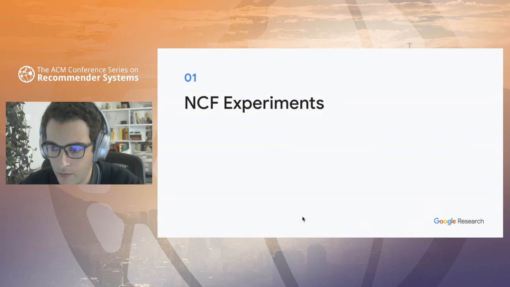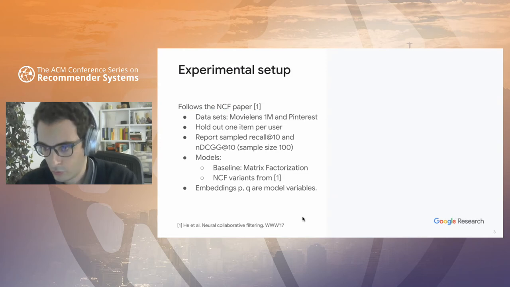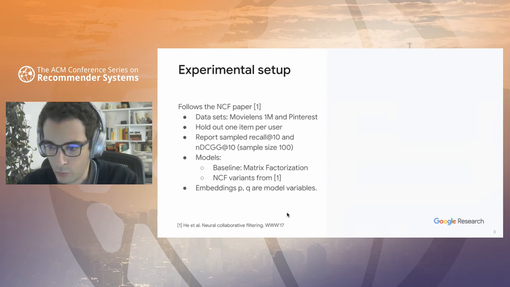So let's start by revisiting the NCF experiments. Our setup follows that of the NCF paper. We run experiments using the same published code and the same training procedure on two data sets, MovieLens 1 million and Pinterest. And the protocol is to hold out one item per user. And then after training, we measure sampled recall and NDCG at 10 with a sample size of 100, again, to follow the same procedure as the NCF paper.